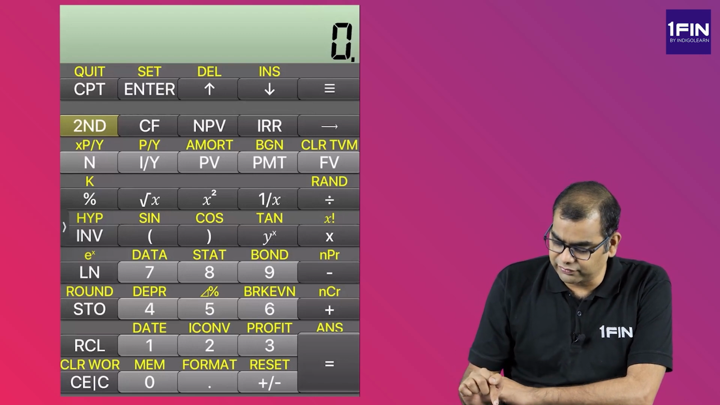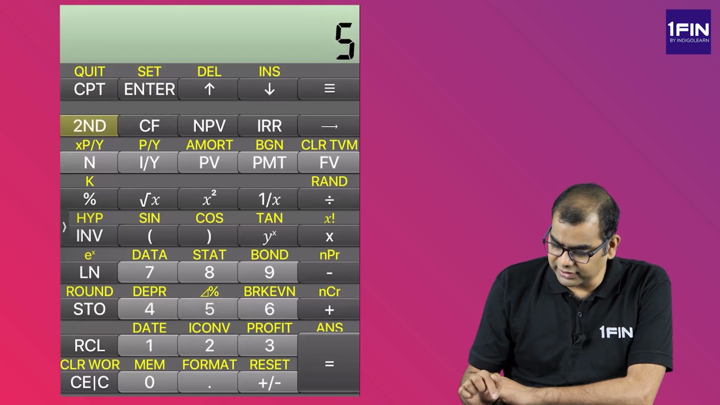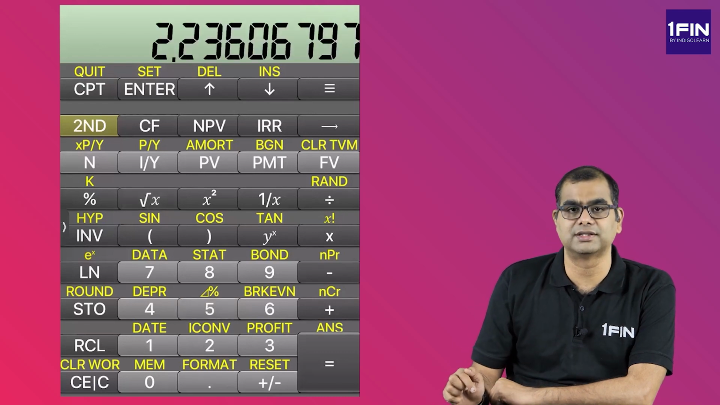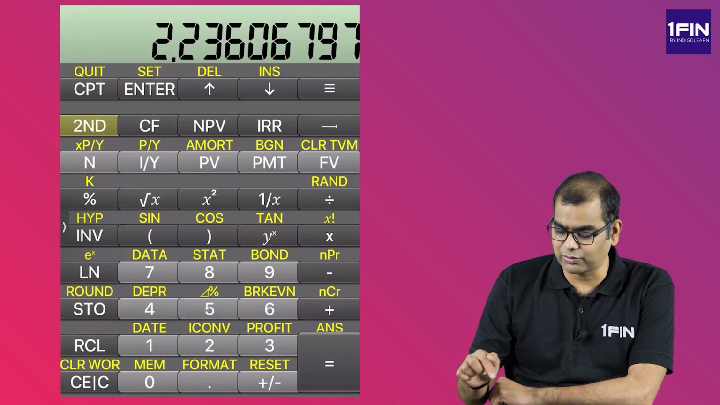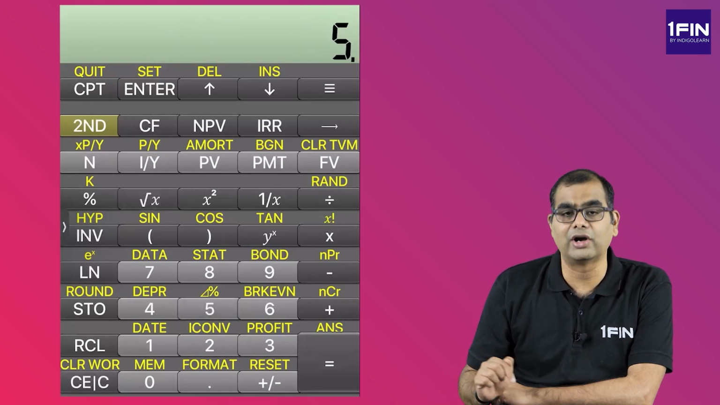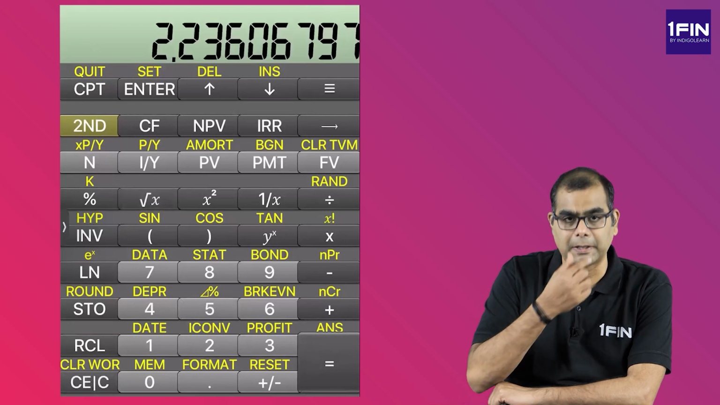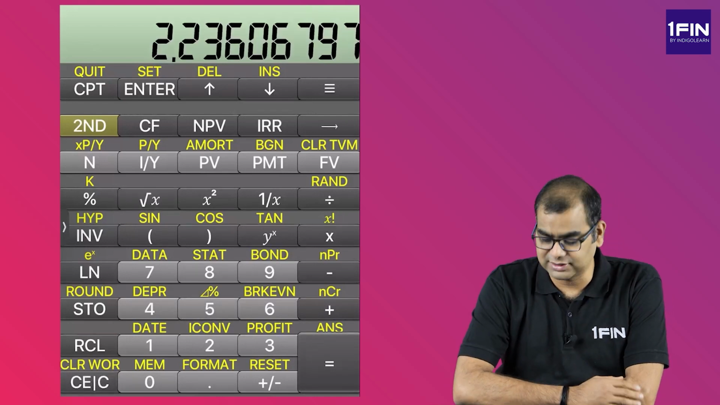Now let us say I want to find out the square root of something, right? 5 square root, you get an answer. Okay, please don't press square root and 5. What will happen? Square root and 5, you will not get anything. Okay, 5 square root, you get the answer. Okay, that is the first function.